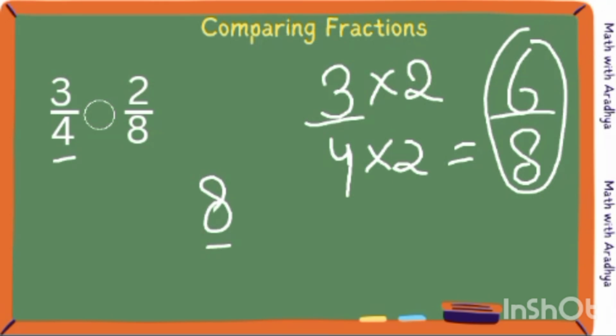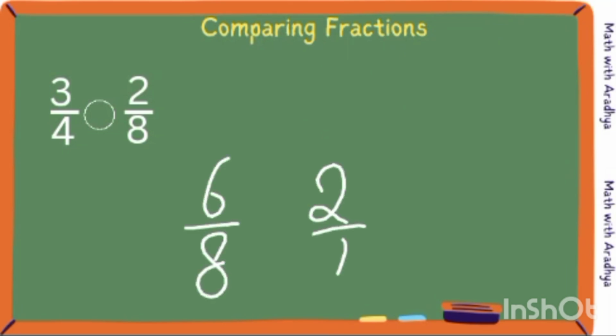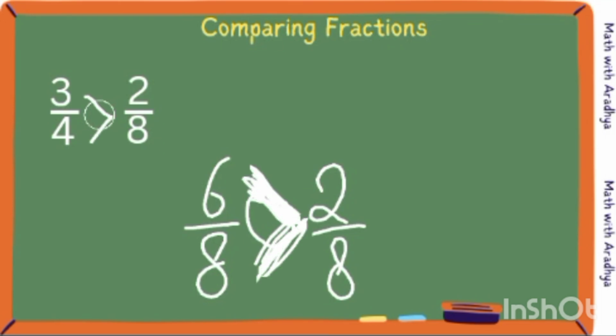Now we need to compare 6 by 8 and 2 by 8, as both fractions now have the same denominator. Now we are going to compare the numerators. Which one is greater? As we know, 6 is greater than 2. So the sign is facing towards 6 by 8, and it means 3 by 4 is greater than 2 by 8.